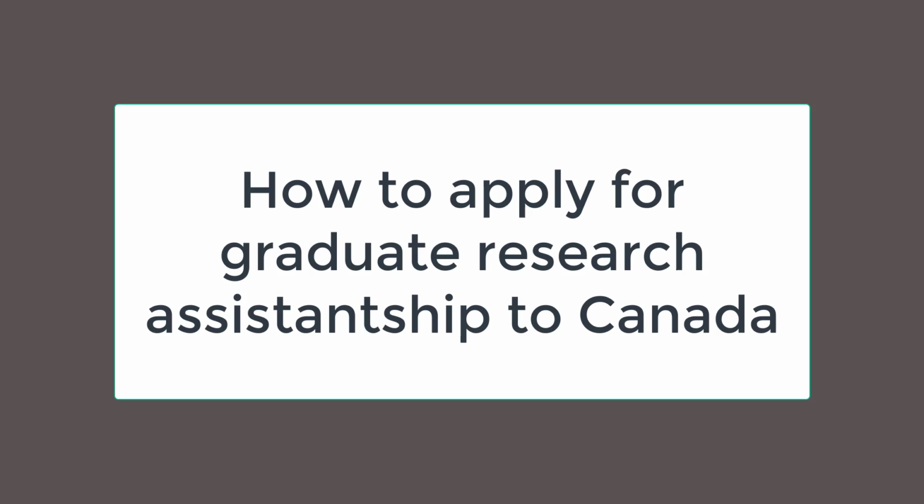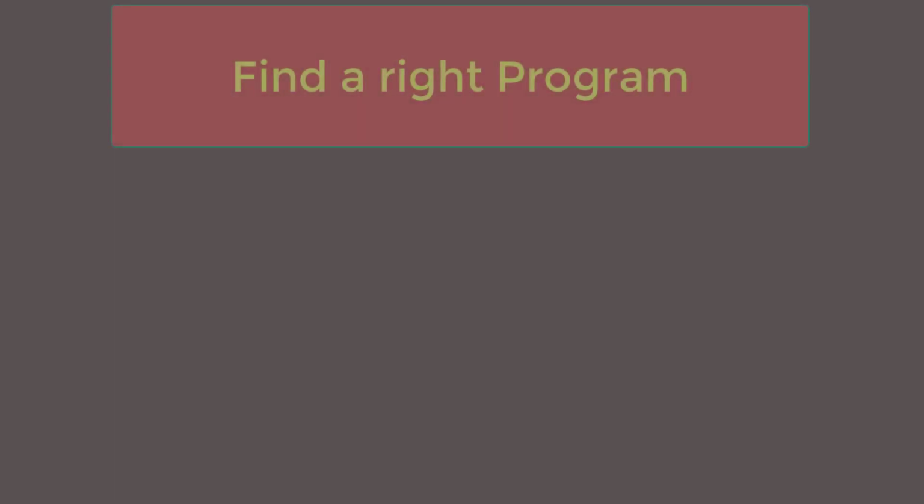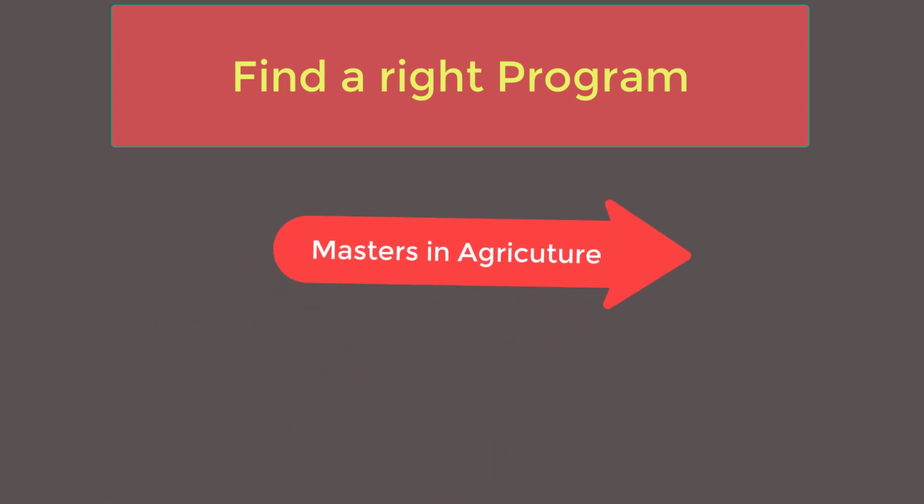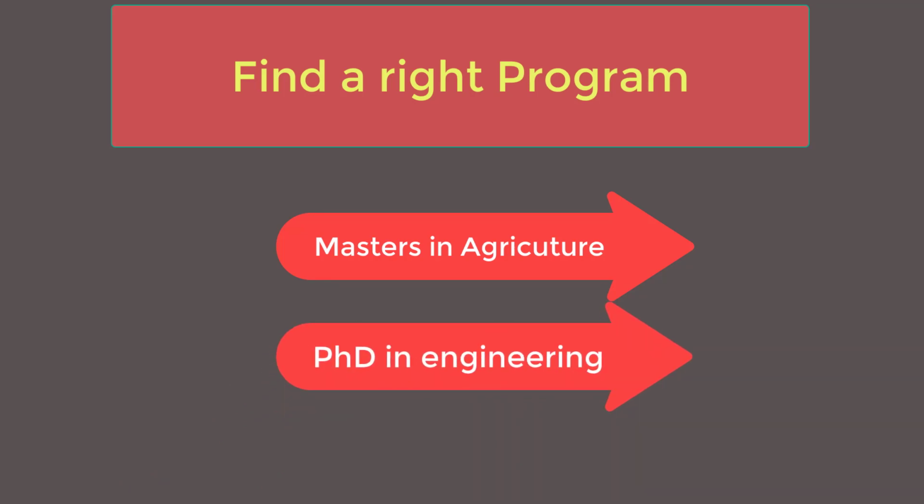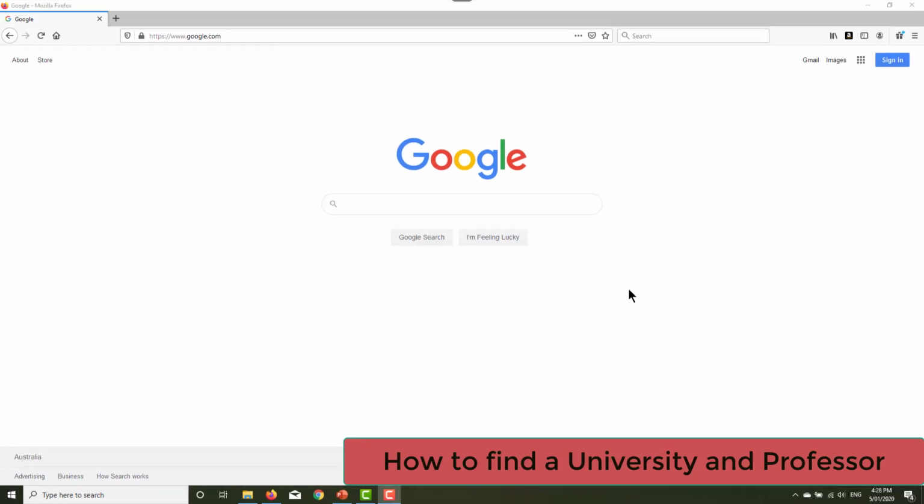Today I have come up with another video on how to apply for graduate research assistantship to Canada. First, you have to find the right program. That could be Masters in Agriculture or that could be PhD in Engineering. It all depends on your undergrad, your topic of interest, and many other things. So what you want to do and what you want to achieve.